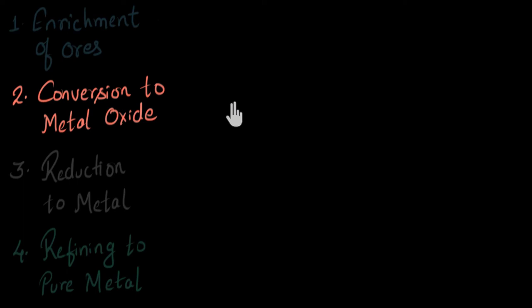Let's talk about how to convert metal sulfides or metal carbonates to metal oxides. In a previous video, we talked about how to get pure metals from metal ores. And we said that these are the 4 steps for doing it. And we also talked about the first step, which was enrichment of the ore.